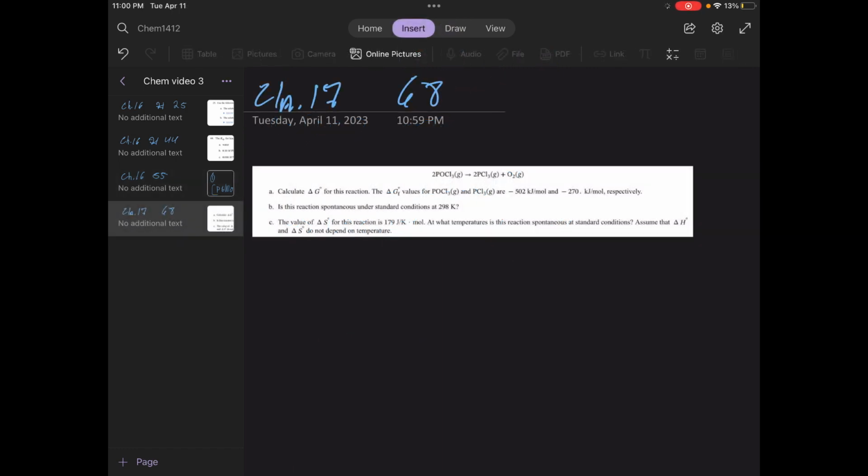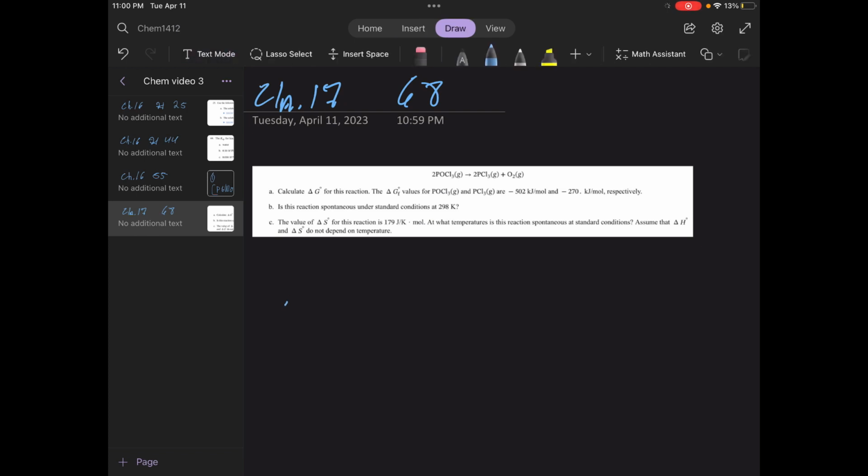Okay, this is chapter 17, number 68. So first, in part A, it says calculate delta G naught. For this reaction, the Gf values for POCl3 gas and POCl3 gas are 502 kilojoules per mole and negative 270 kilojoules per mole, respectively. So first, we're going to begin with our equation.